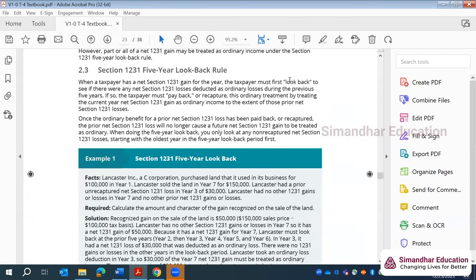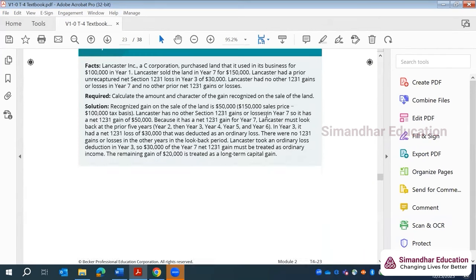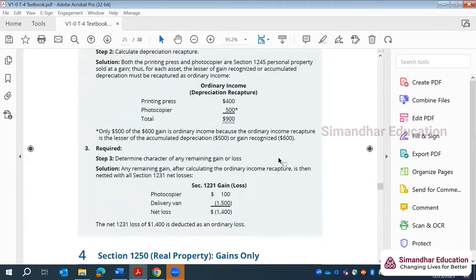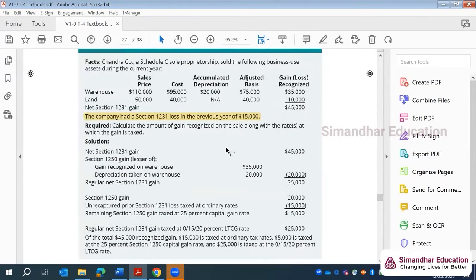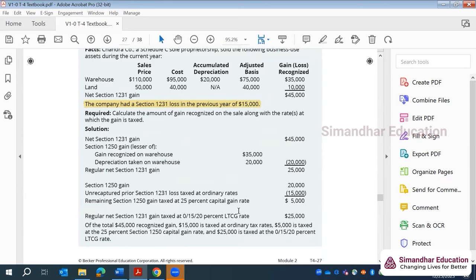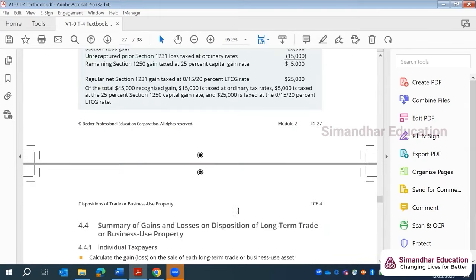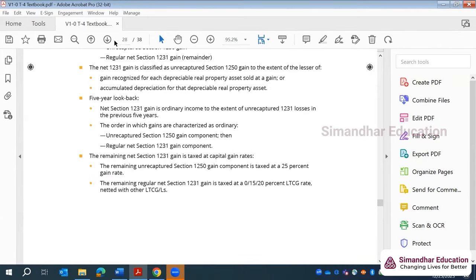So you will have to look back when a taxpayer has net section 1231 gain for the year. The taxpayer must first look back to see if there were any section 1231 losses, right? So here, even though we have $10,000 of section 1250 gain, we will convert that into section 1231 loss and treat it as ordinary. And also we will treat another $5,000 from the section 1231 gain as ordinary. So $15,000 will be ordinary and $5,000 will be taxed at the preferential rate.